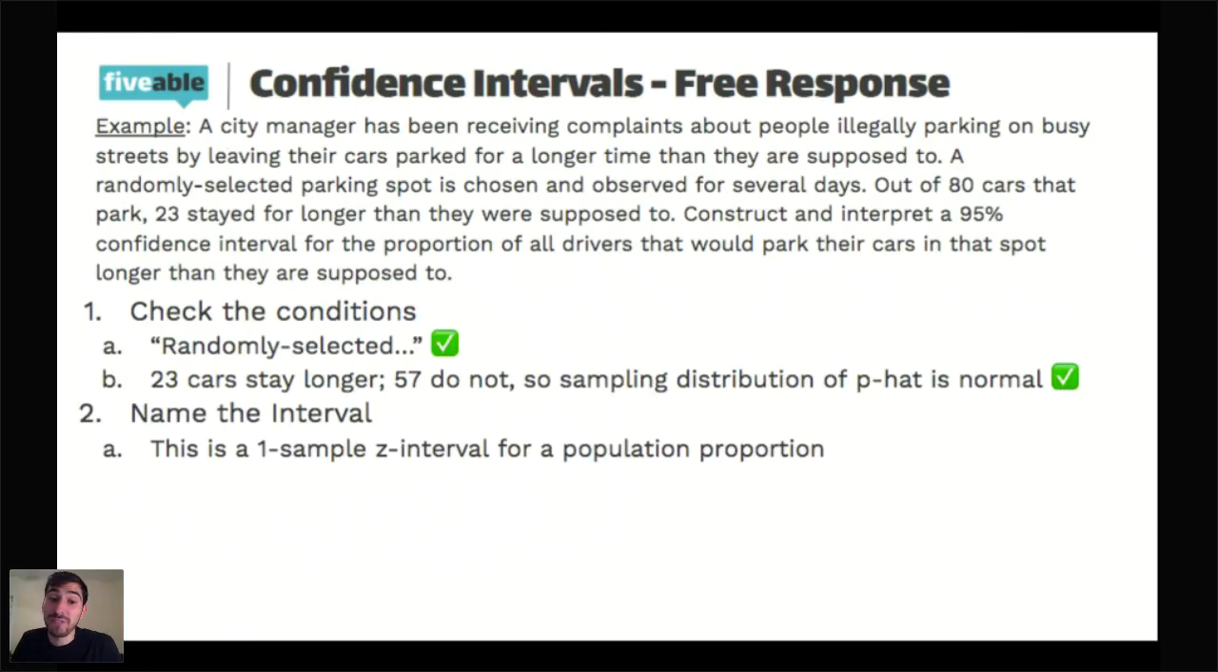You can get more specific here and say for the population proportion of all drivers that would park their cars in that spot longer than they were supposed to. But we're going to say that in our sentence at the end. We're going to write down the confidence interval.